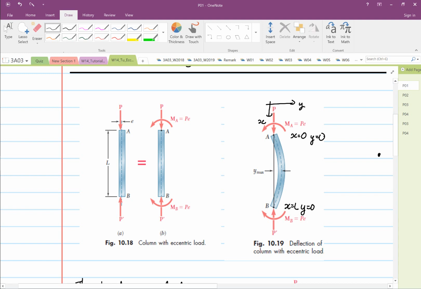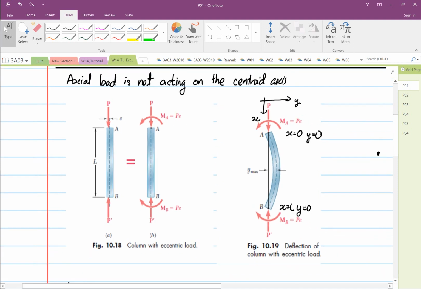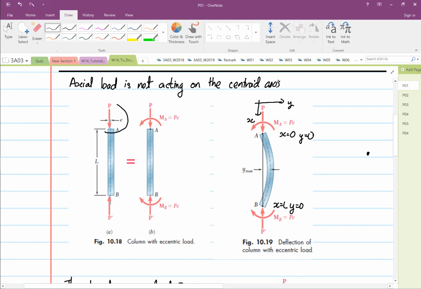the axial load is not acting on the centroid axis. Like what you see over here, on this slope P is offset by a distance E. So when that's the case, what will happen?